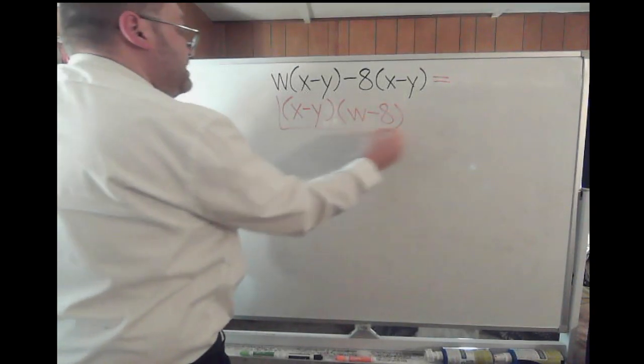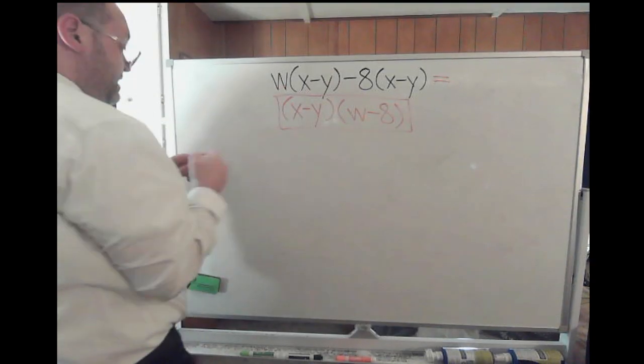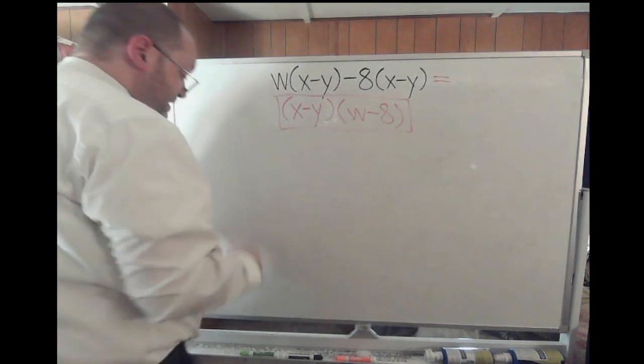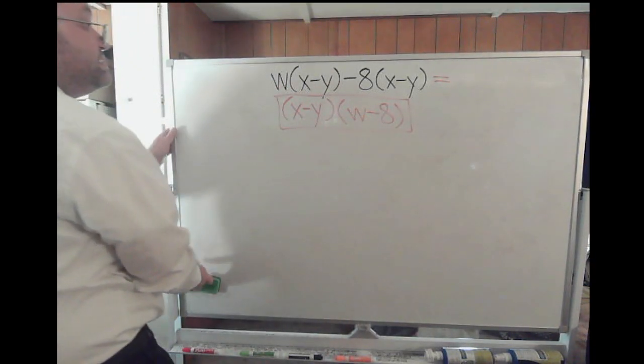So the answer you would get for the factors of this problem would be the quantity of x minus y times the quantity of w minus 8.